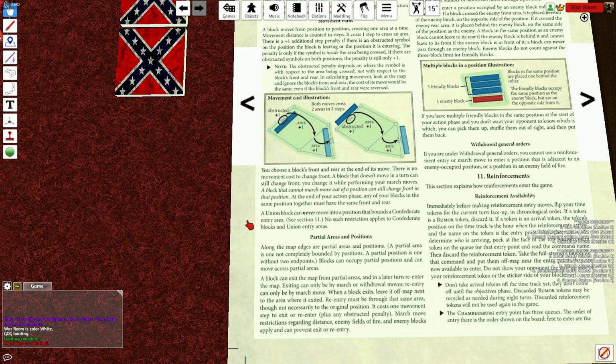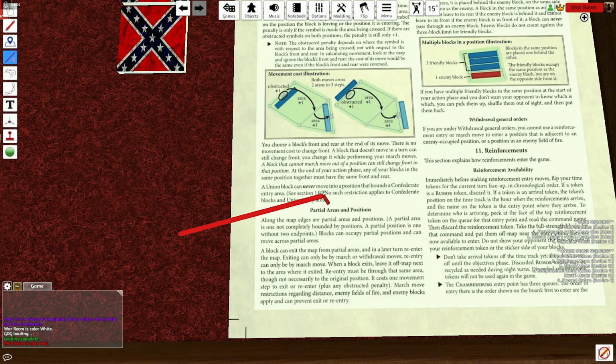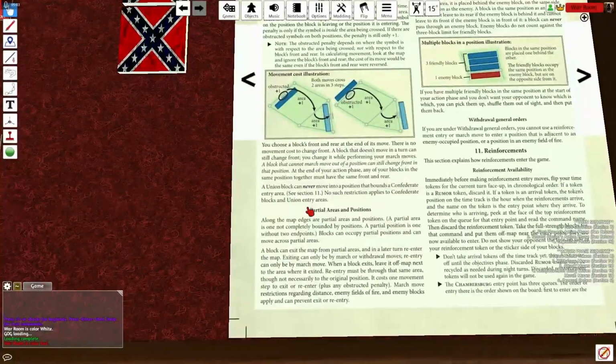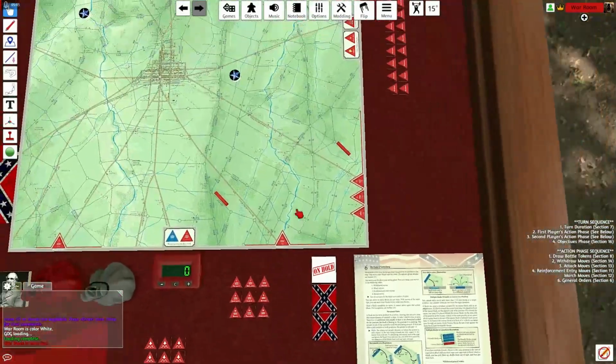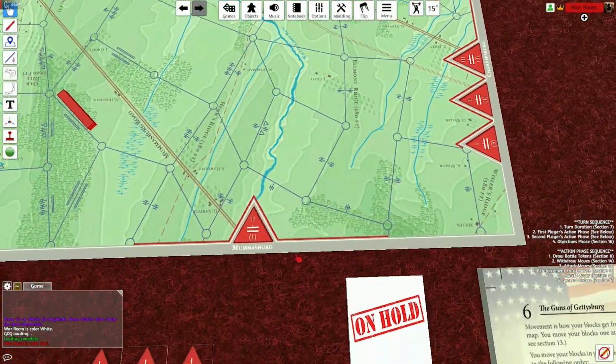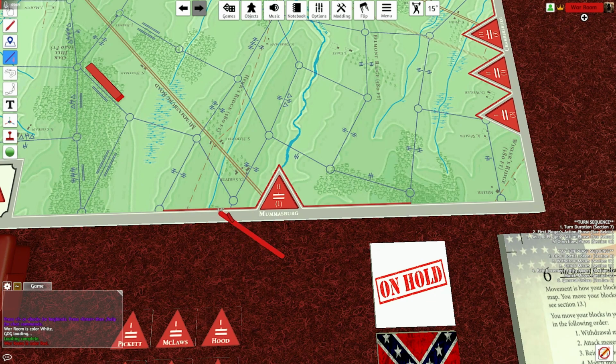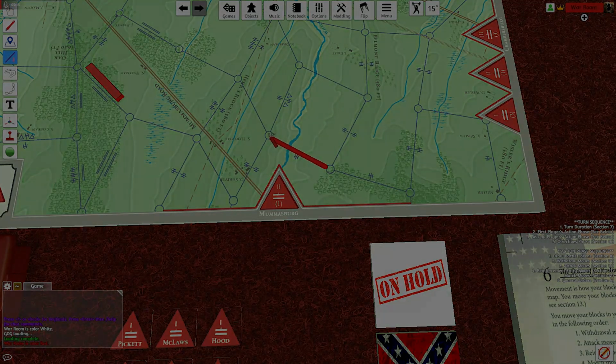A Union block can never move into a position that bounds a Confederate entry area. No such restriction applies to the Confederate blocks and Union entry areas. We talked about these entry points. They have these red lines. Never can a blue block ever sit bound from these areas for the Confederates.